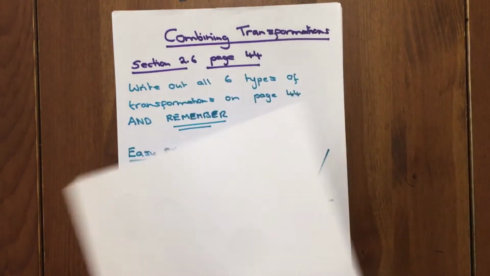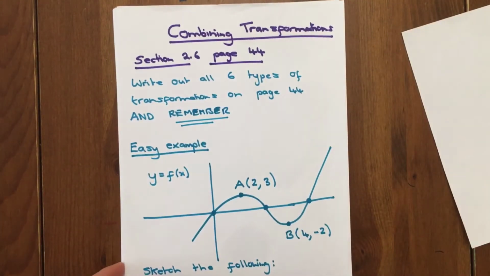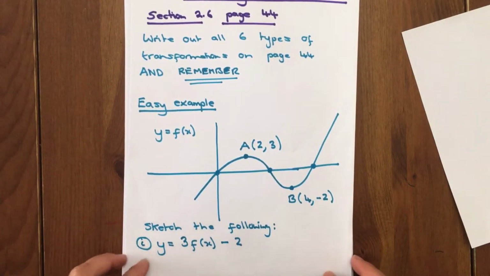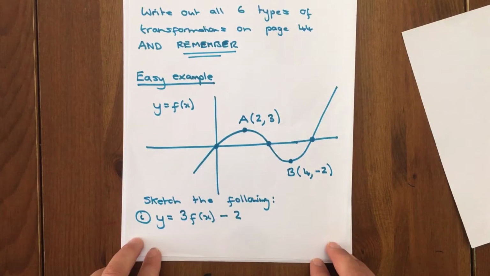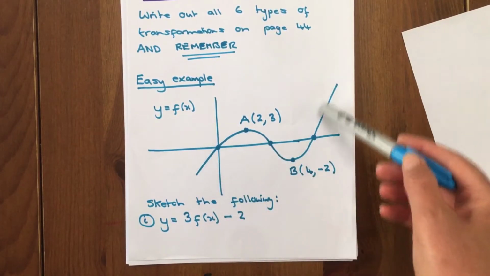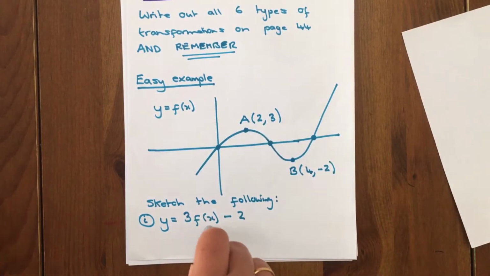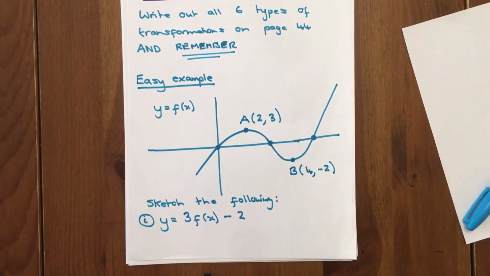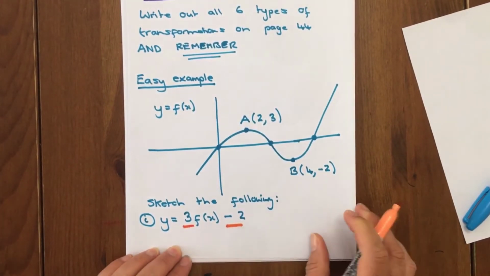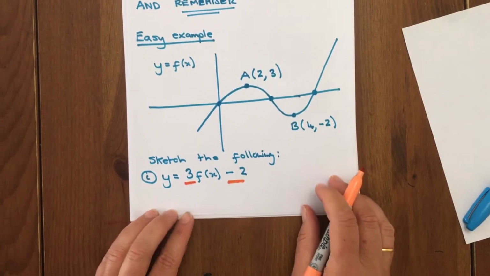Okay, and what I'm going to look at today is some examples from the book, and some examples that I've made up. So here's my first easy example. You've got a sketch of y equals f of x, and you're asked to sketch this graph here. So this is called combinations of transformations, and you can see you've got your timesing by 3 and you're taking away 2, the two different transformations.